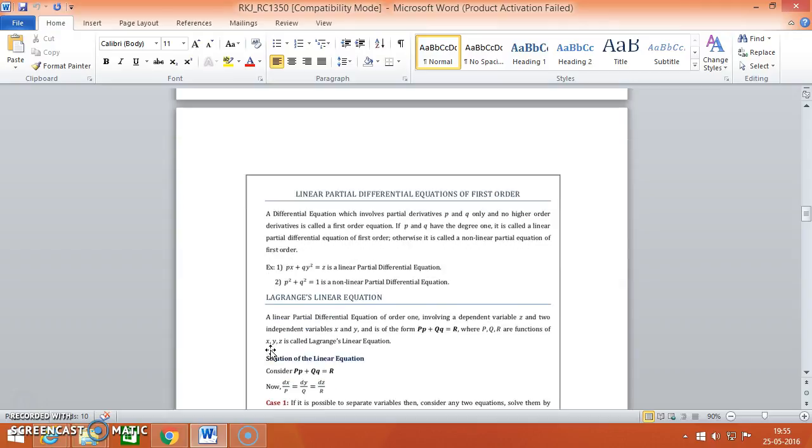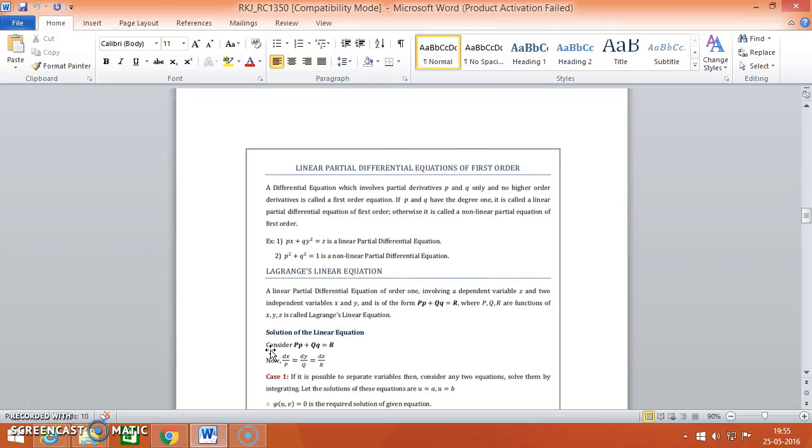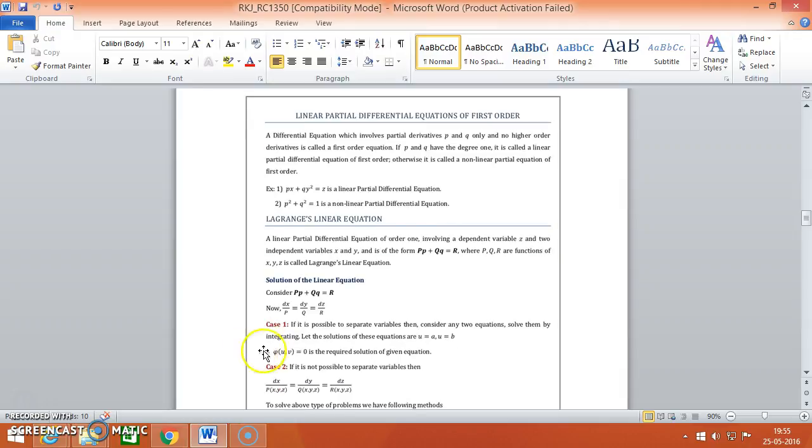Now we define linear partial differential equation of first order. A differential equation which involves partial derivatives p and q and no higher order derivatives is called a first order equation. If p and q have the degree 1, it is called a linear PDE of first order. Otherwise, it is called a non-linear PDE of first order. For example, px plus qy square equal to z is an example of linear PDE, and p square plus q square equal to 1 is an example of non-linear PDE.